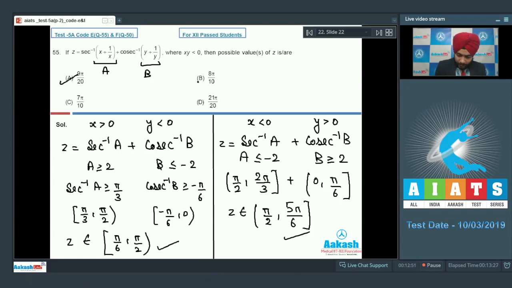9 pi by 20 is correct, 8 pi by 10 again correct, 7 pi by 10 correct. This is not correct. This is greater than pi. So we have the final answer as ABC.